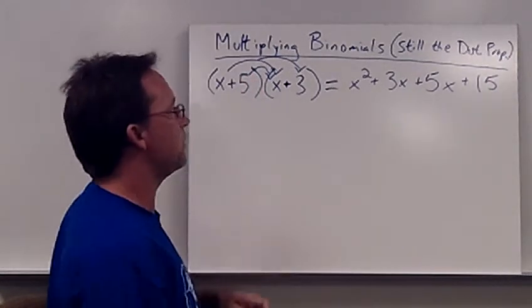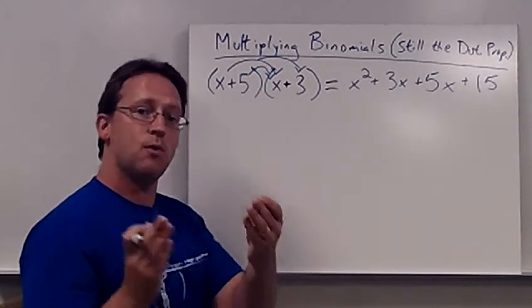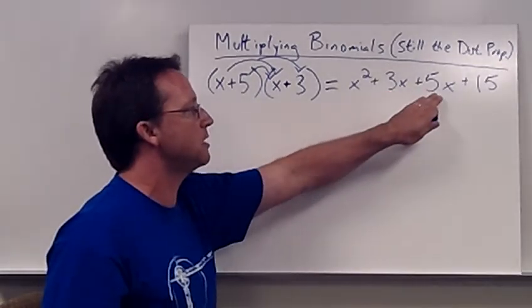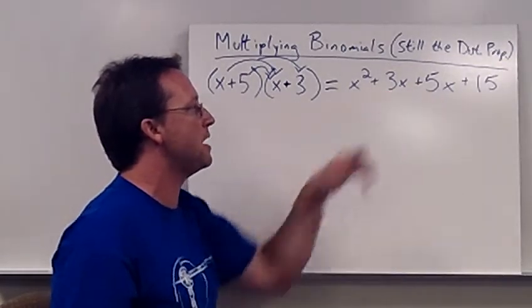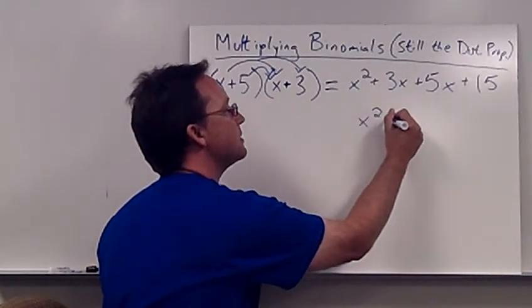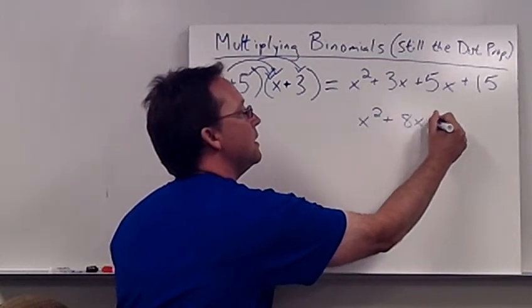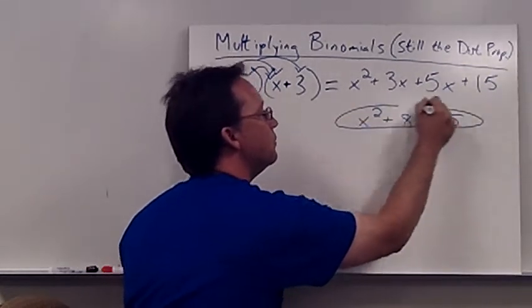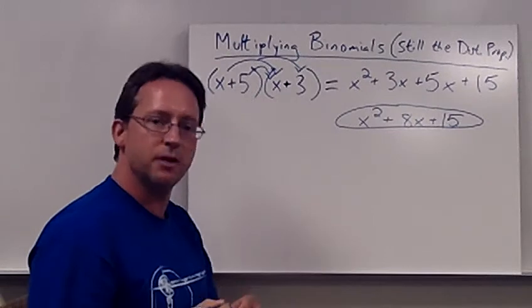Right? And what you'll notice is that we have two terms that are like terms that we can combine there. We have a 3x and a 5x. A positive 3x and a positive 5x would combine to give us an 8x. And so our simplified answer there would be x squared plus 8x plus 15.